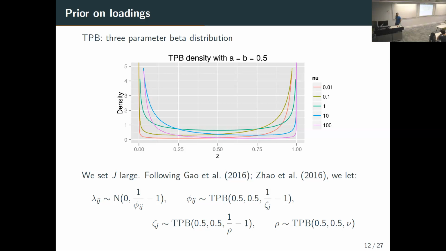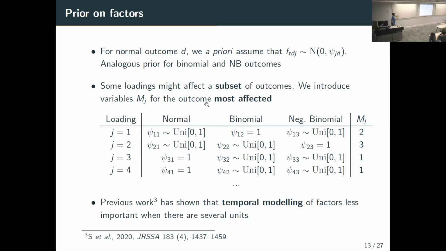And like Sam said before, it's not necessary that each one of these loadings will affect every outcome, right? So I want to be able to do something similar for the factors as well. So say I have a loading. The way we do that is by introducing these latent variables. I call them M. So in this example, I have a list of the loadings. The number was J star, and I'm showing the first 4. And I have 3 outcomes. So for each outcome, I'm choosing M to represent the one that is most affected by this loading. So in this case, the binomial outcome is mostly affected by this loading.